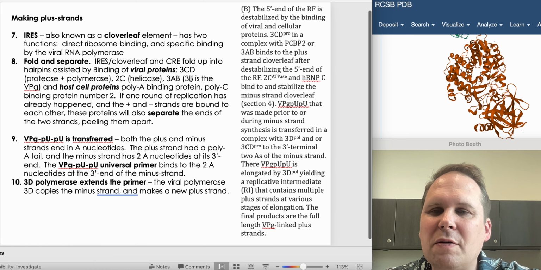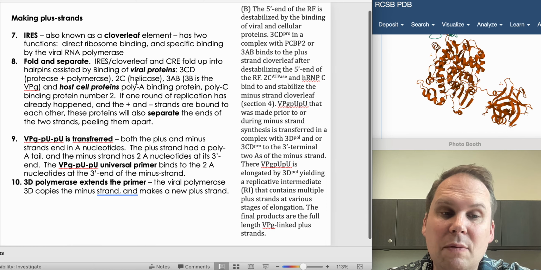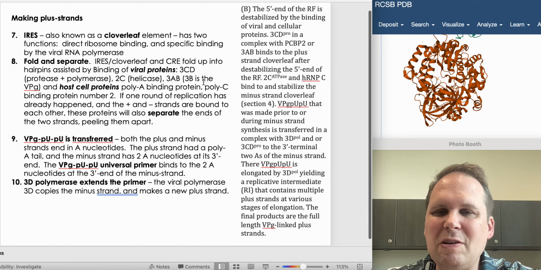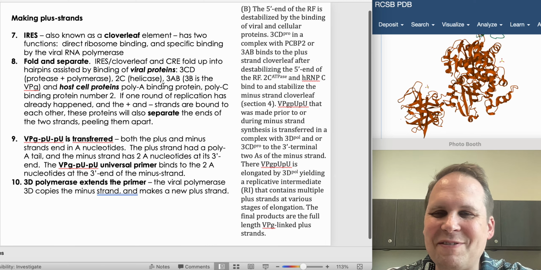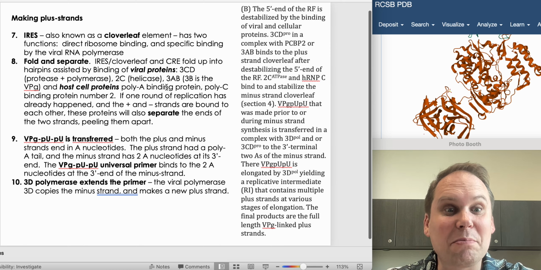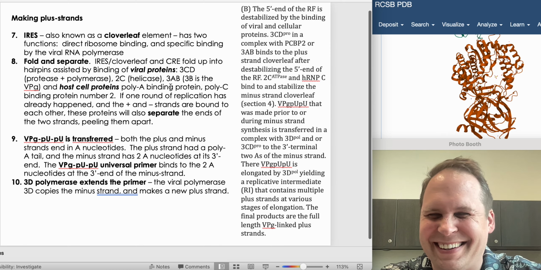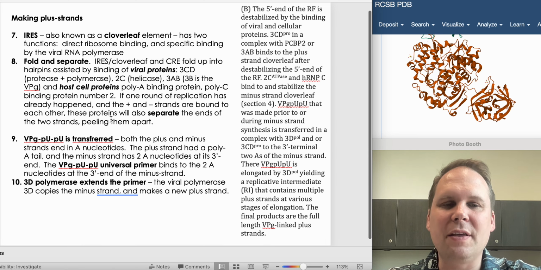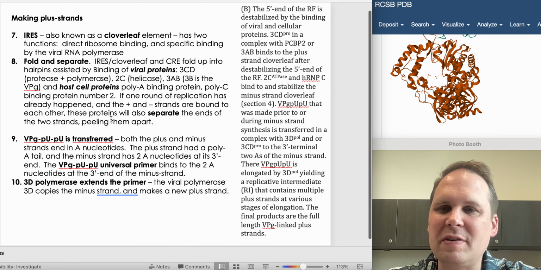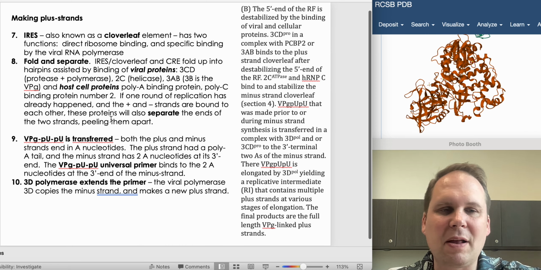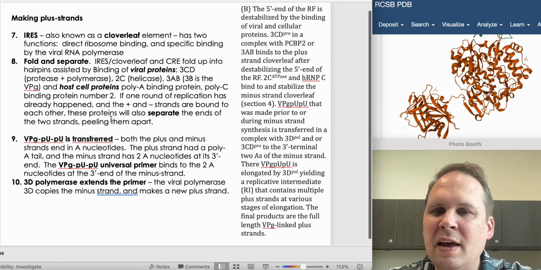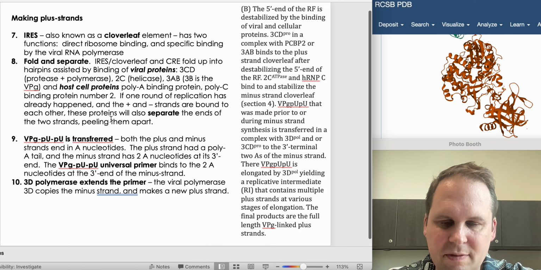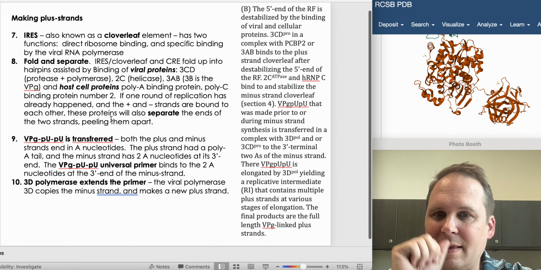So the virus proteins that are involved here are 3CD, 2C, which is the helicase-like protein, and 3AB, 3B being the VPG. Yeah, I see that passed a couple times. And you'll sound smart. 3B's the VPG, no problem. There are also the same host cell proteins. The poly A binding protein is going to bind at the poly A tail, and that'll peel that off from the poly U that was made from the primer. And the poly C binding protein is going to help to bind the clover leaf and pull that apart.